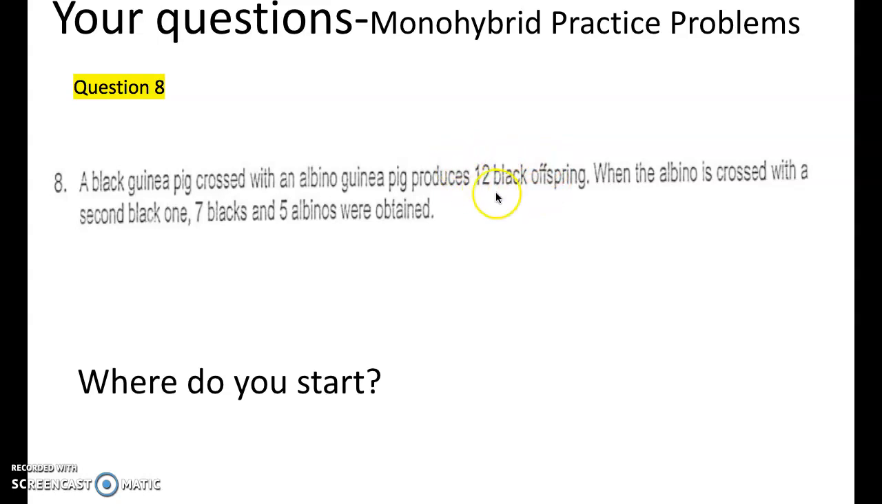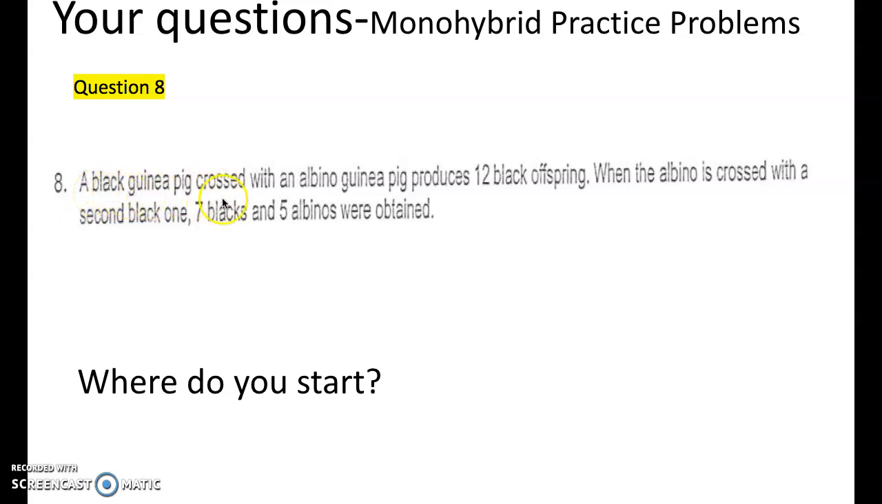Right? So you are assuming that 12 is the maximum or the total number of offspring that are produced. So 100% will be black. And then it says when the albino is crossed with the second black one, meaning one of these 12, they will have 7 black and 5 albino offspring. All right, so the first thing that we need to figure out is what is the dominant allele? Is it albino or is it black?